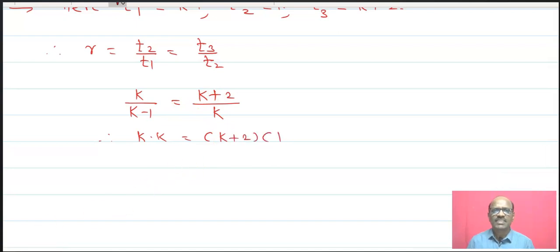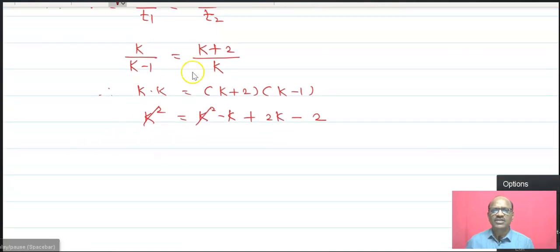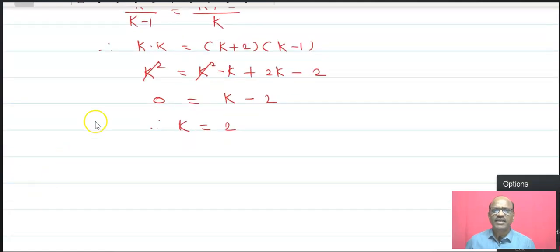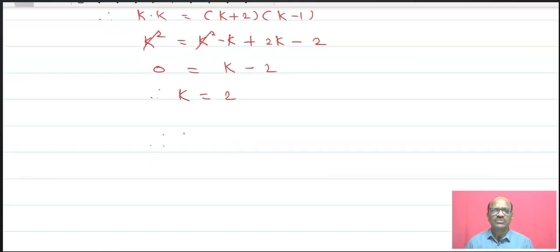Now see this, k plus 2 into k minus 1, that is k square, in the bracket the multiplication of these two terms, that is k into k, k square, minus k plus 2k and minus 2, and we will simplify this. k square on both sides gets cancelled. Then you will get minus k plus 2k, means what? k. Here is the minus 2, and that's why k is equal to 2. The value of k is equal to 2.